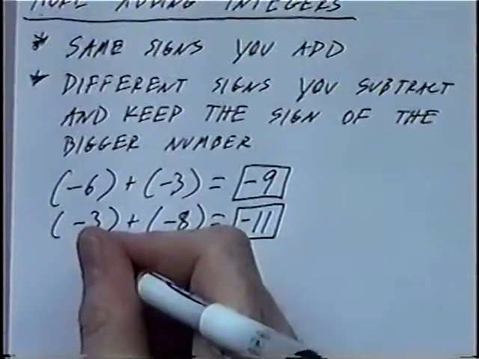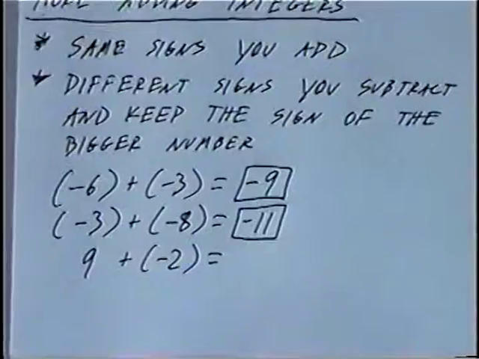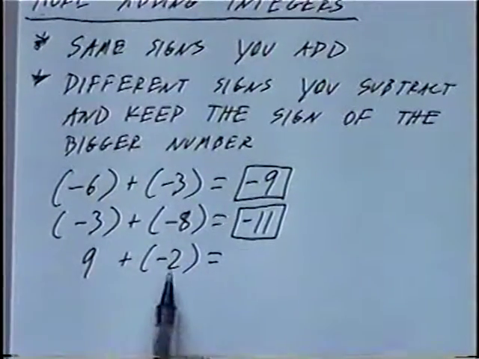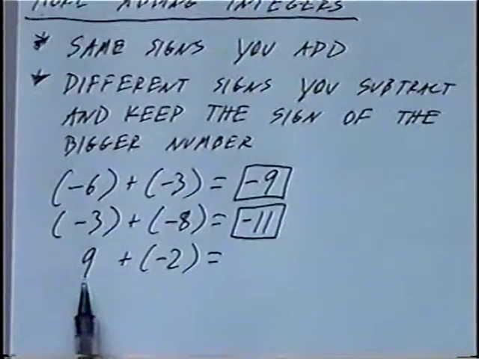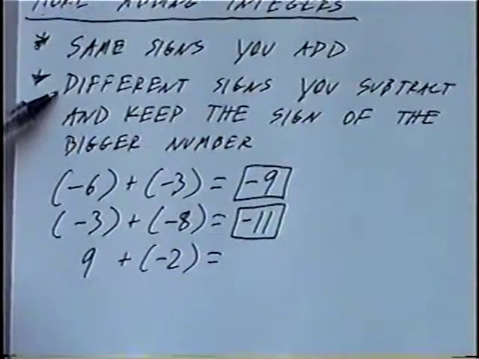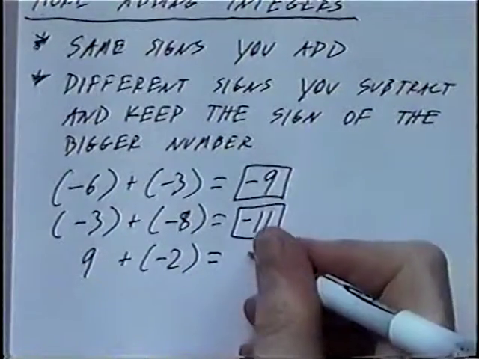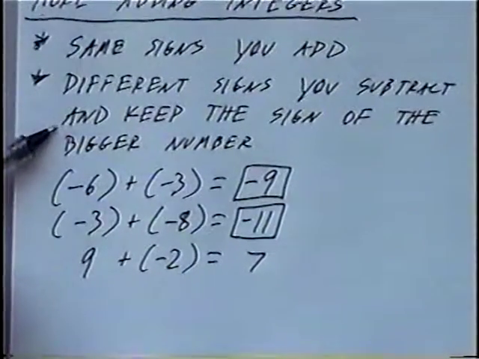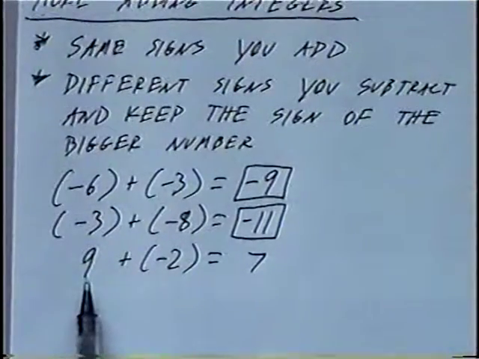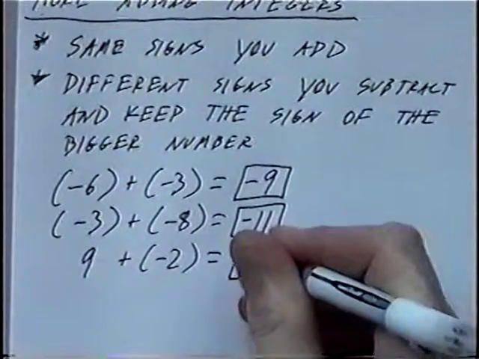Third question, 9 plus, in parentheses, a negative 2. This time we have a positive 9 and a negative 2. So we have different signs, a positive number and a negative number. When we have different signs, we'll subtract the numbers. 9 minus 2 would be 7. And we'll keep the sign of the bigger number. If we have the number 9 and the number 2, 9 is bigger, 9 is positive, means our answer is positive. So we'll have positive 7.